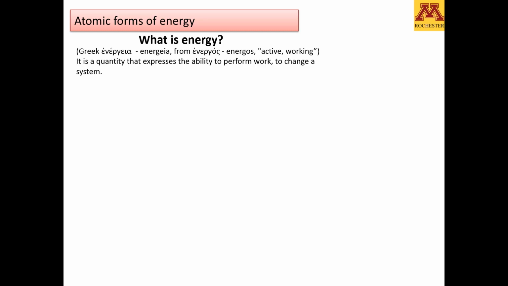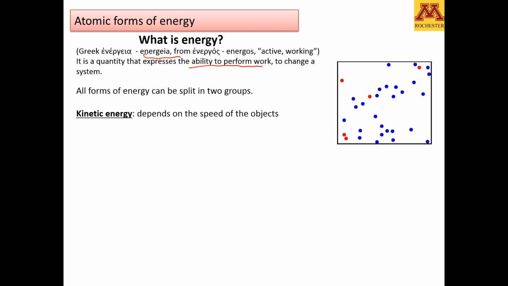Energy, the etymology of it just comes from the Greek and it means active or working. We will think of energy: a body will have energy when that body has an ability to perform work. A body will have energy when that system has an ability to perform work. There will be an exchange of energy when that ability to perform work is being exchanged. So at the atomic level, there are two main forms of energy.